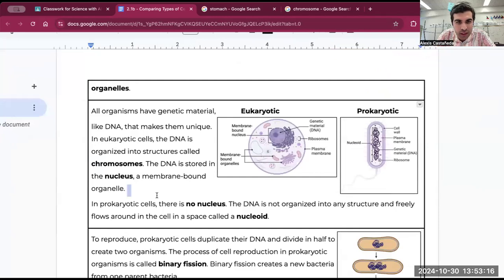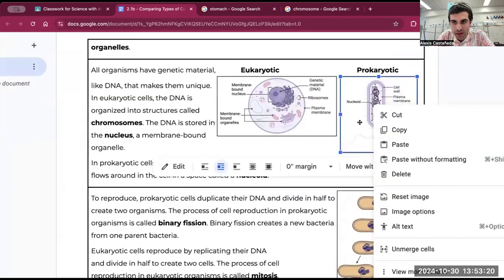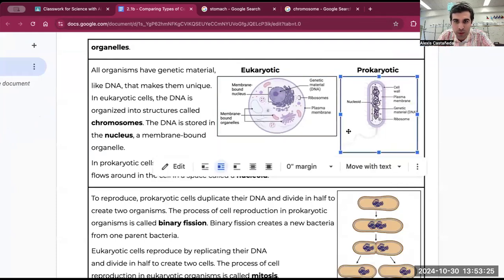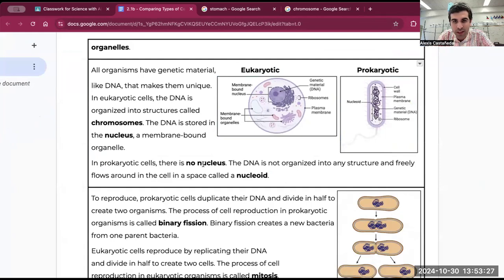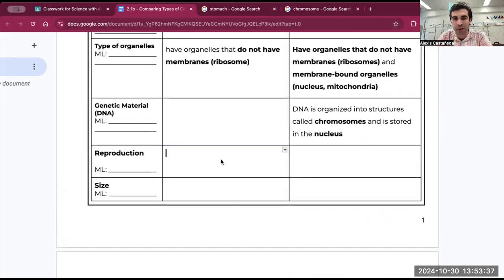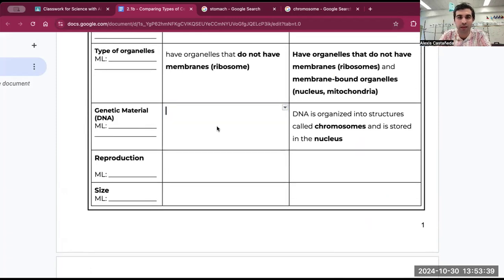It says here that in prokaryotic cells, there is no nucleus. Here we had this nucleus that's holding the DNA. Here we do not. The DNA is not organized into any structure and freely flows around in a space that we call the nucleoid. It's not really too important, but the point is that there's no nucleus. So everything is just kind of thrown around.